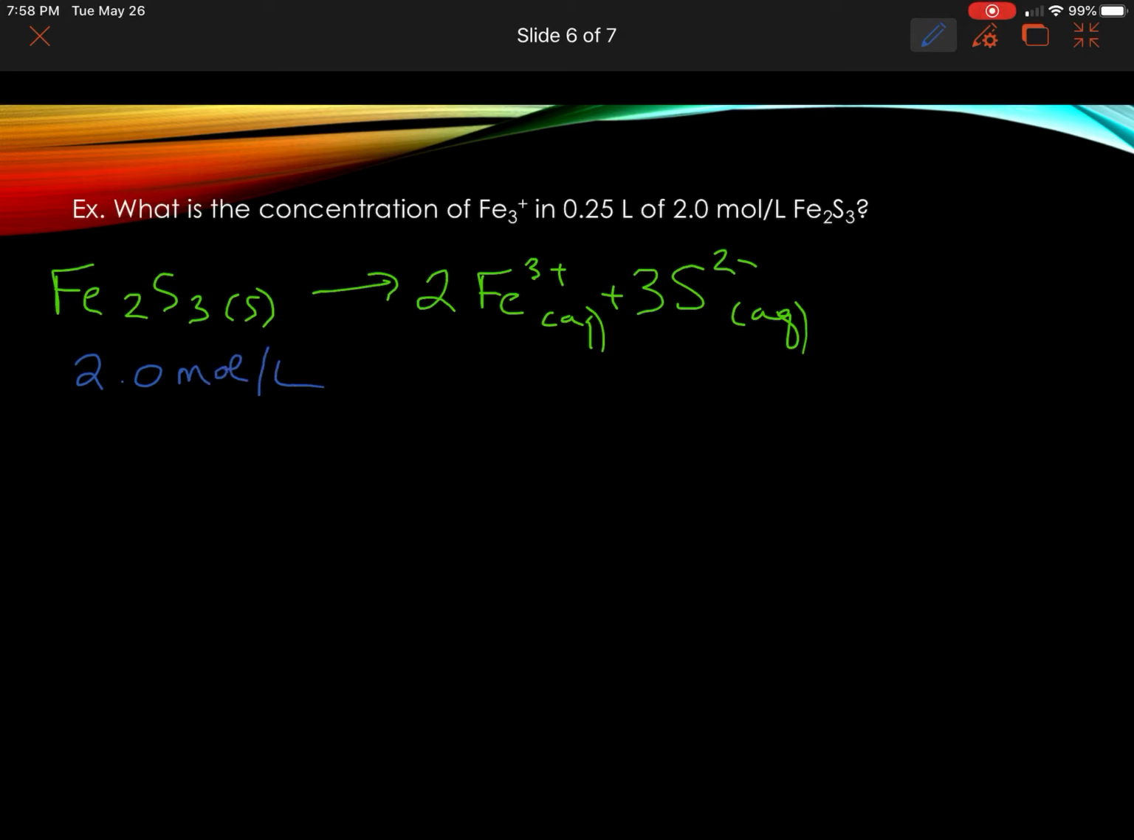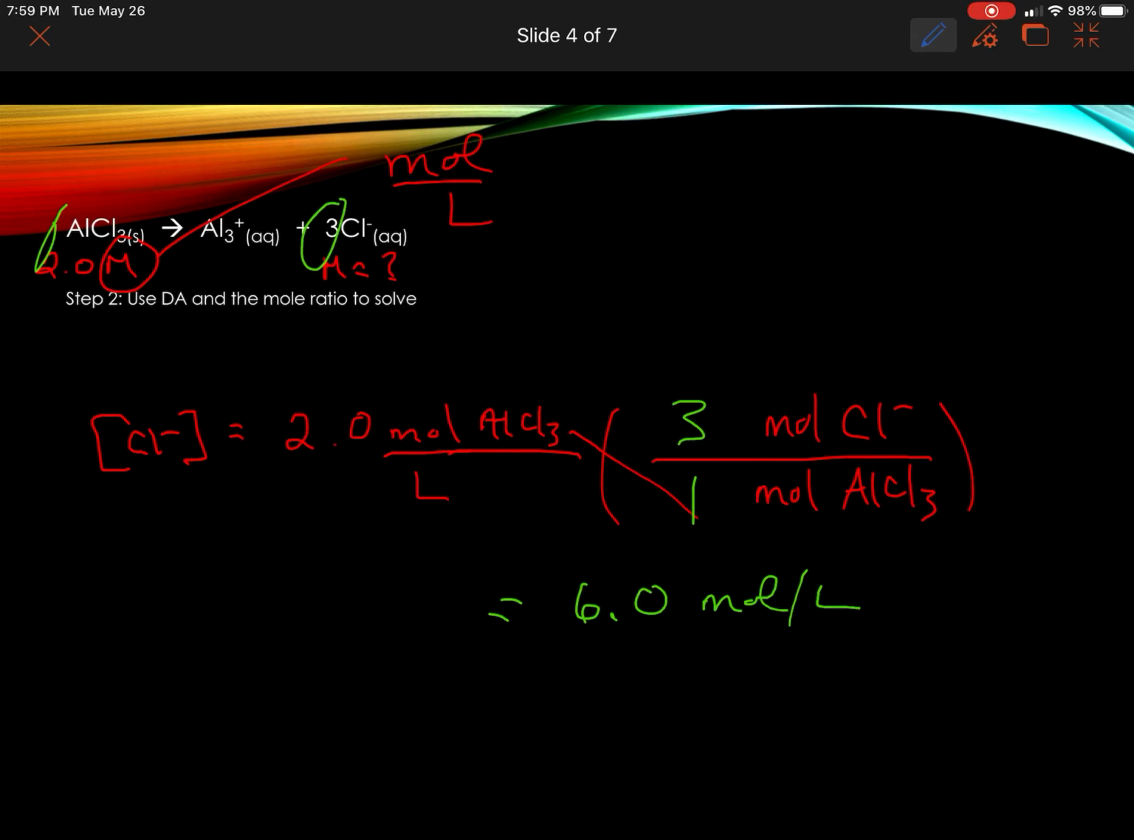I know that I've got 2.0 moles per liter of the iron sulfide, and the question is asking what is the concentration of the iron ions? So you are looking for Fe3+, and you write down what you know, 2.0 moles per liter. Oh shoot, I wrote that wrong. Let's do it this way. Moles per liter. Oh, I forgot, hold on. I'm going to go back. I screwed up. Sorry, guys. I meant to tell you this before.